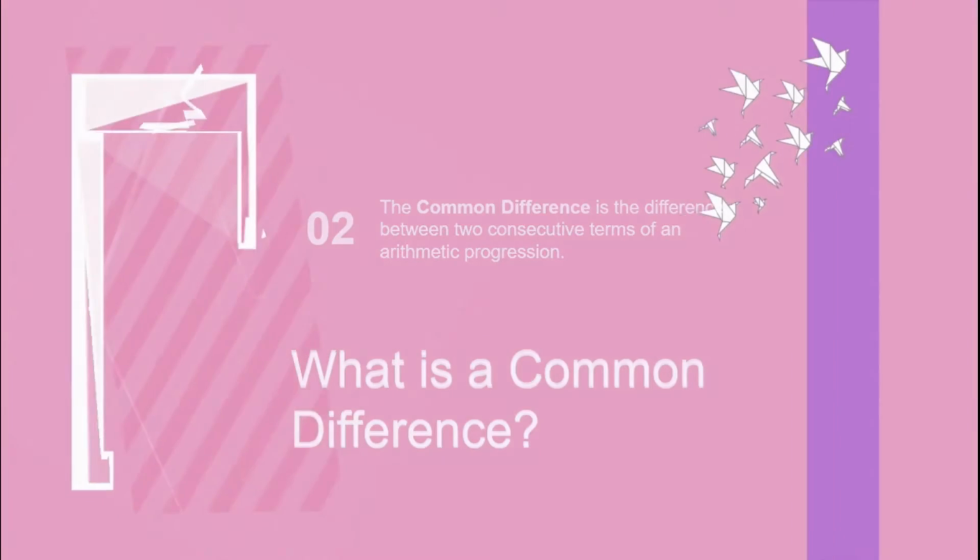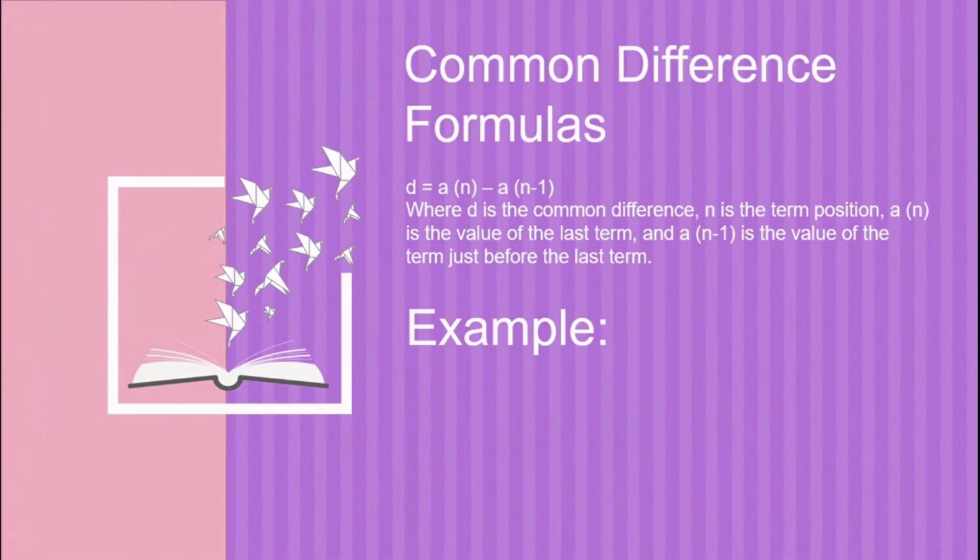Here is the often used formula. D equals a sub n minus a sub n minus 1, where D is the common difference, n is the term position, a sub n is the value of the last term, and a sub n minus 1 is the value of the term just before the last term.